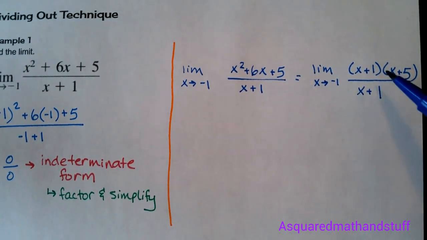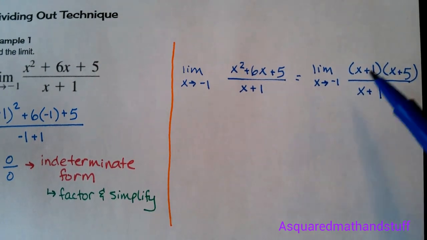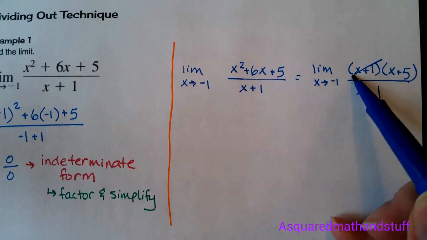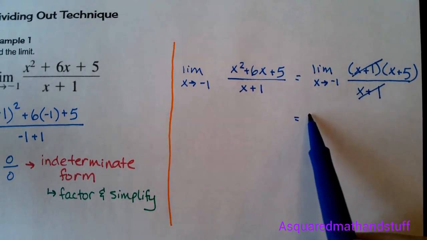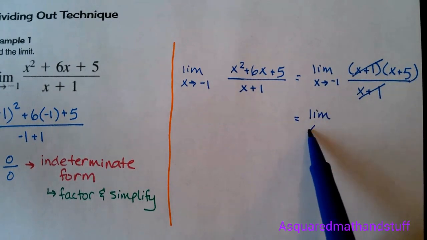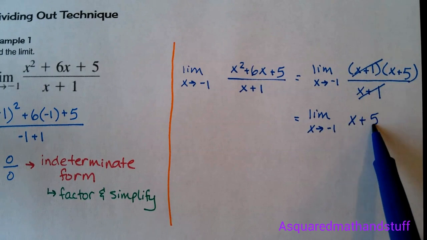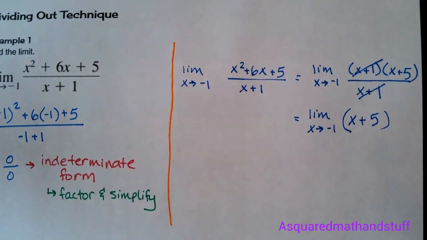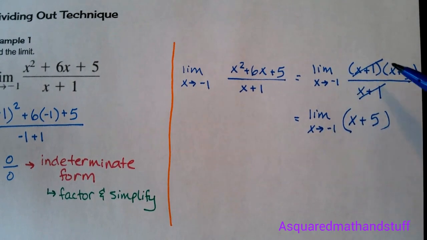And we can see here that we have the x plus 1 in the numerator and x plus 1 in the denominator. So simplifying those down to 1, we end up then with just the limit as x approaches -1 of x plus 5. And notice that I'm continuously writing the limit as x approaches -1 every time I'm rewriting or simplifying the original equation.